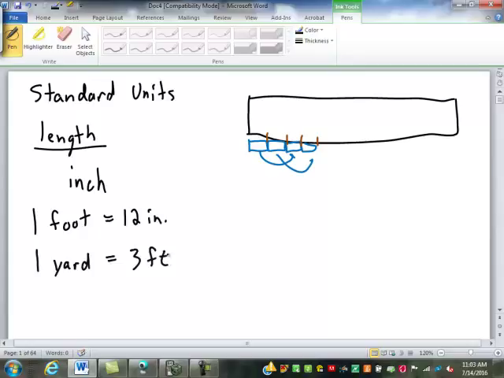There's 3 feet in a yard. A lot of people think of a yard as being the length of a person's stride when they walk, and that is approximately a yard, depending on your height and how long your legs are. But that's not where it came from.